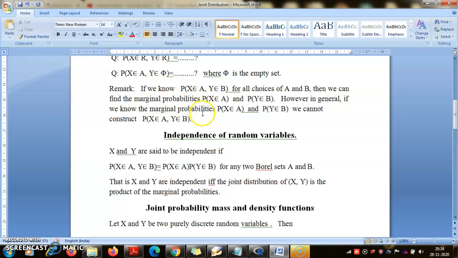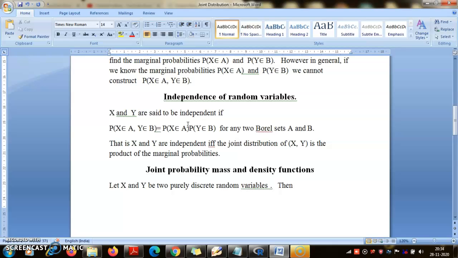Now that is what I am mentioning here. If I know all the joint probabilities, then I can find the marginal probabilities. However, the converse is not always true. That is, if I know the marginal probabilities, constructing the joint probabilities is difficult. Actually it cannot be done in general unless we make some assumptions, and one of the assumptions is that of independence.